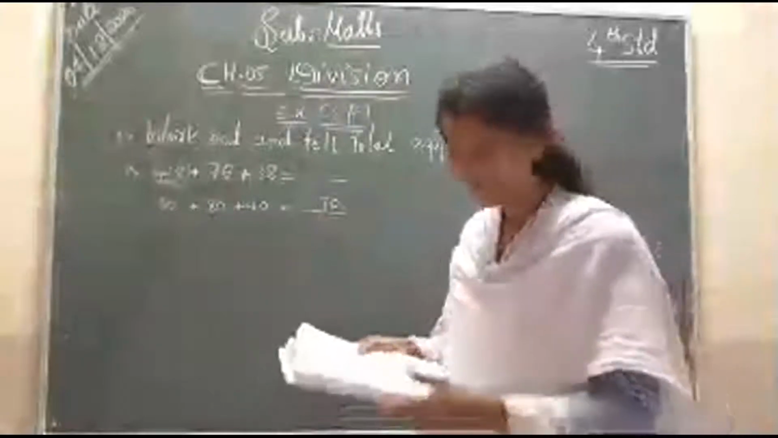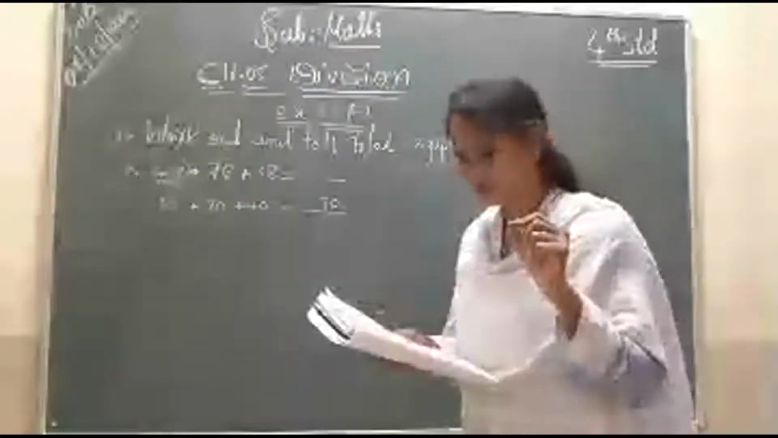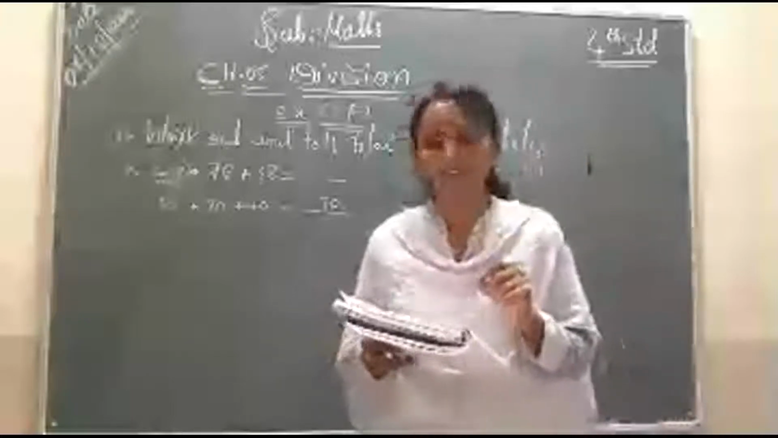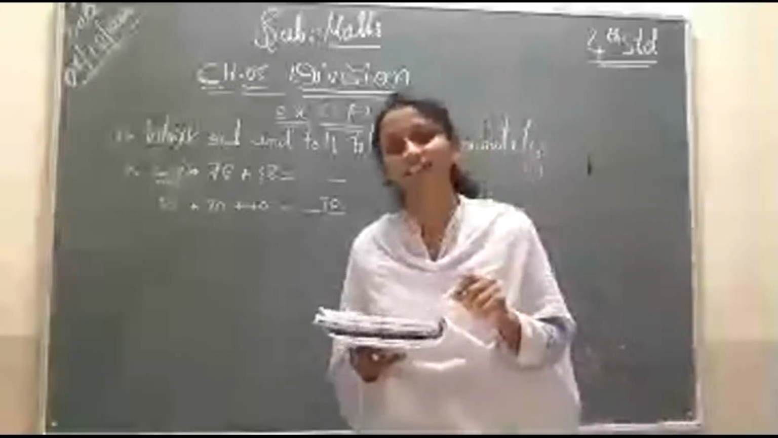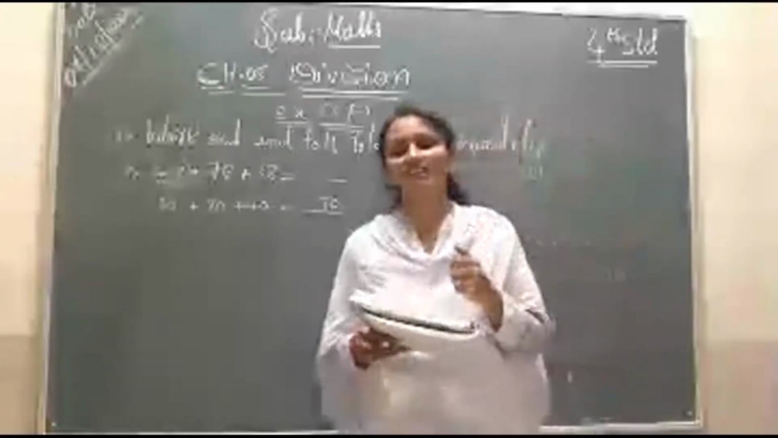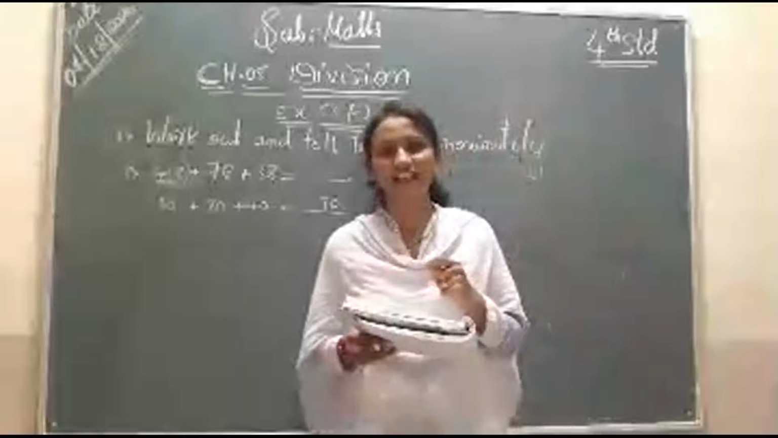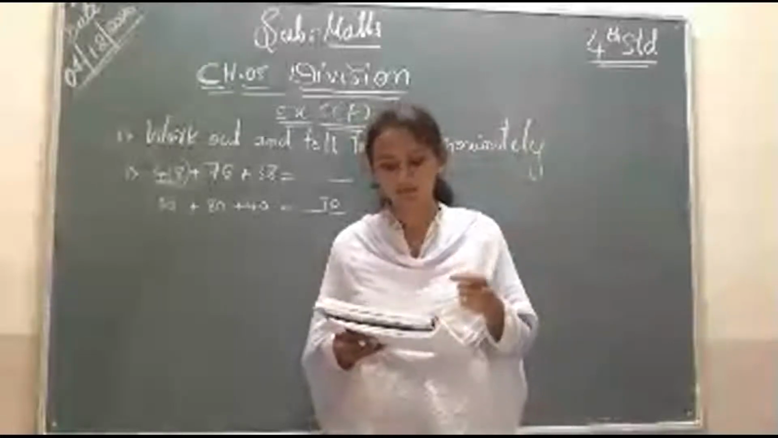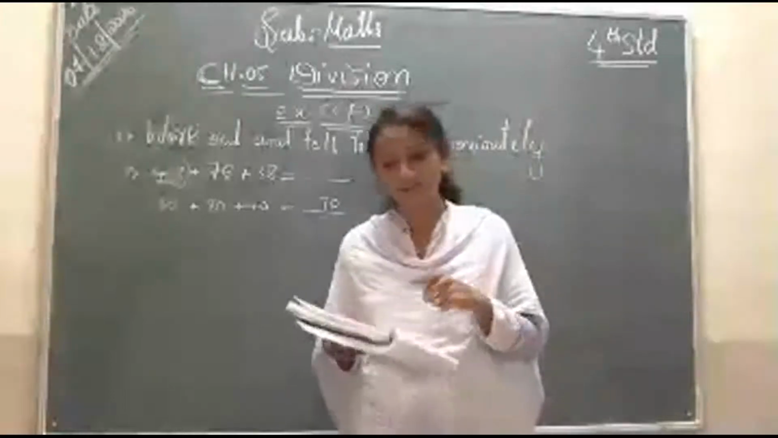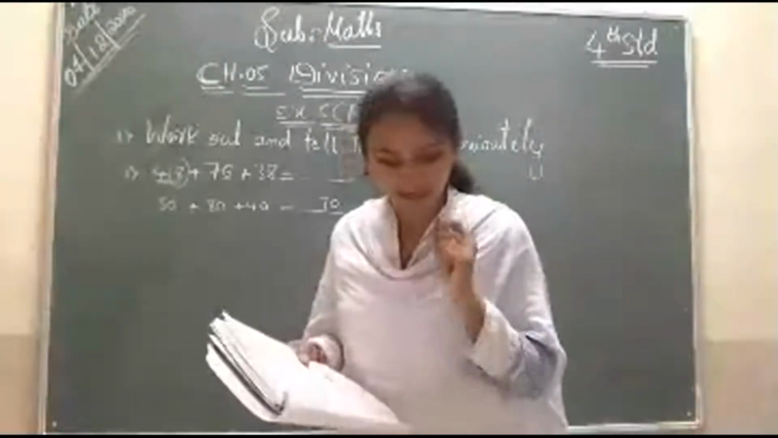Next question: 37, 38 and 19. Students, 38 to the nearest 10 you have to consider as 40. 38 again 40, and 19 is 20. We count all: 40, 40, 80, 80 plus 20 is 100. So the approximate answer of this second one is 100.